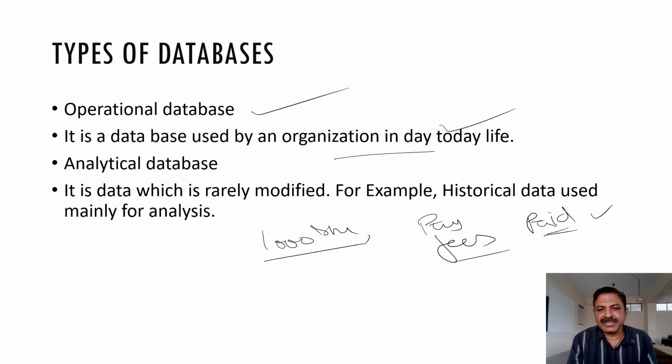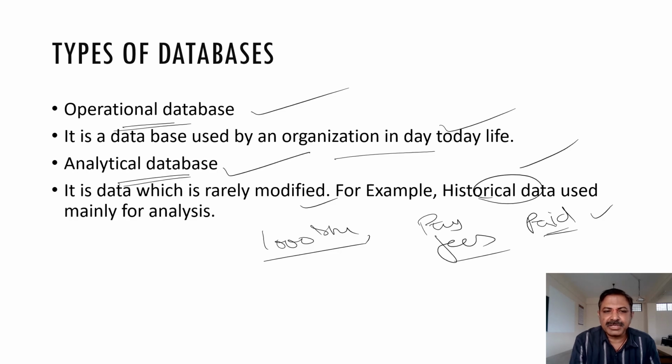Analytical database is data which is rarely modified. For example, historical data. In history, who is the king? What did he conquer? His biography, this and that. We cannot modify it in general. We can only analyze the data. That is called historical data, like an analytical database, where we can only analyze the data. In an operational database, we can perform some operations. We can update the data. We can delete the data. We can modify the data. Hope you are able to understand.